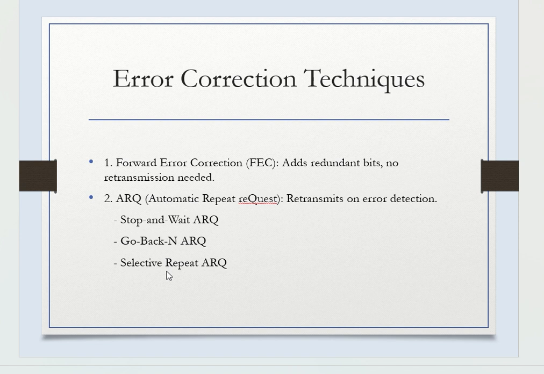Automatic repeat request means retransmission on error detection. If an error is detected, the receiver requests the sender to retransmit the data. It is used in systems where feedback is possible, like reliable TCP communication. The types of automatic repeat request are stop-and-wait ARQ, go-back-N ARQ, and selective repeat ARQ.